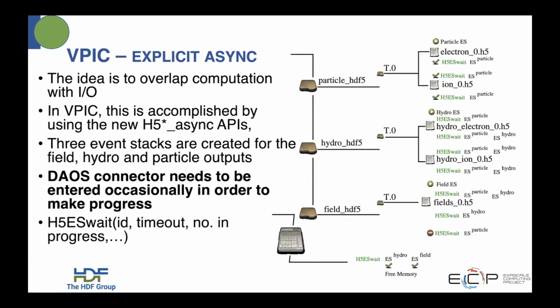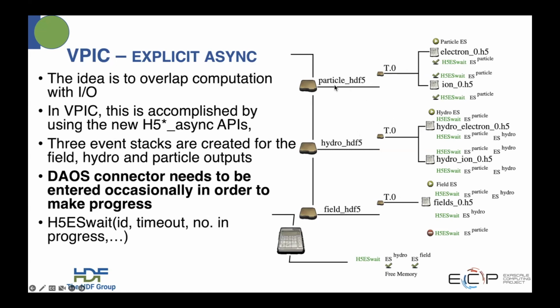So we did do an example with explicit async. For that we used the VPIC application, and we wanted to overlap computation with IO. There was not a lot of overlap, or we did a pseudo version, since we used an IO kernel and put in pseudo computation. We added the async APIs, and then we had 3 event sets, since they do IO in 3 stages: particle, hydro data, and field data. So we had 3 event sets, one for each.